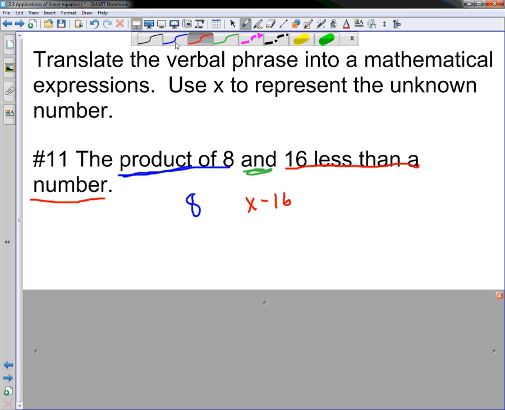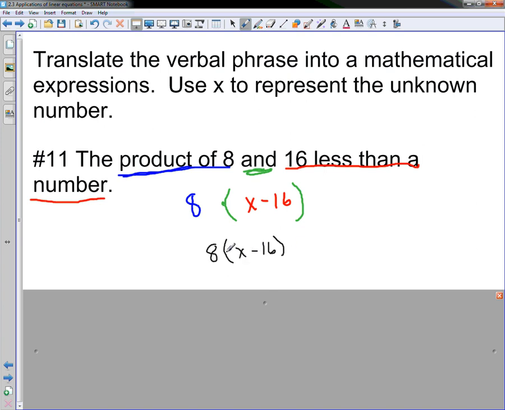When we're multiplying our 8 and 16 less than a number, if we just put a multiplication symbol here, then that means that only these two are being multiplied. So to represent that we're multiplying the entire thing, we're going to put this in parentheses. Let me write it a little closer together. So this is really 8 times the 16 less than a number.